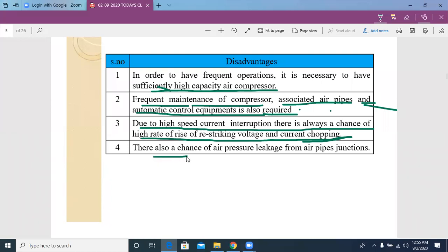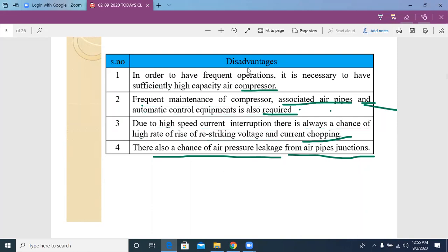There is also a chance of air pressure leakage. There is a possibility of air leakage from the air pipe junctions. So we need to maintain, or replace the air pipes after a few operations. These are the disadvantages of the air blast circuit breaker. I hope you can understand these disadvantages and advantages of air blast circuit breakers.